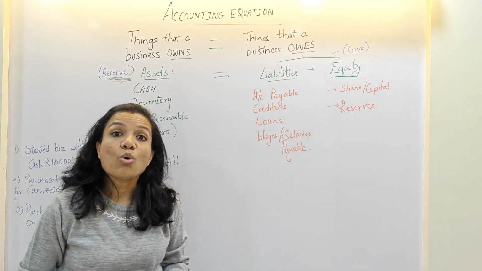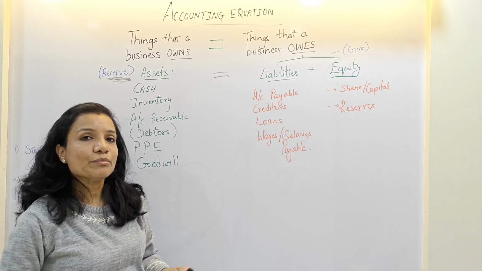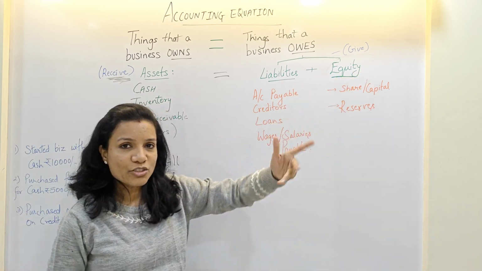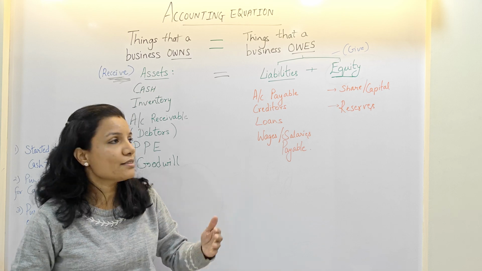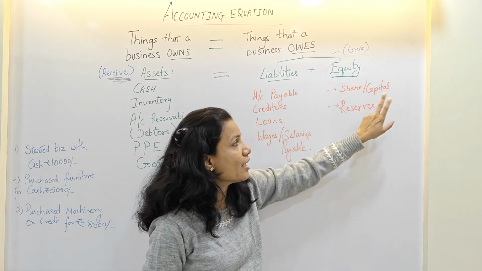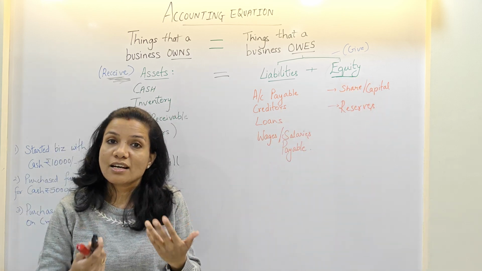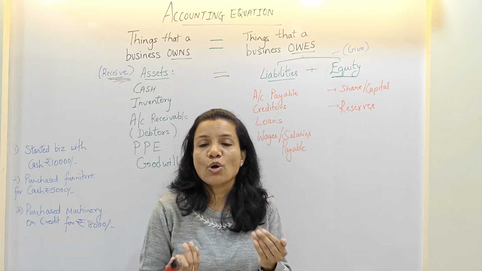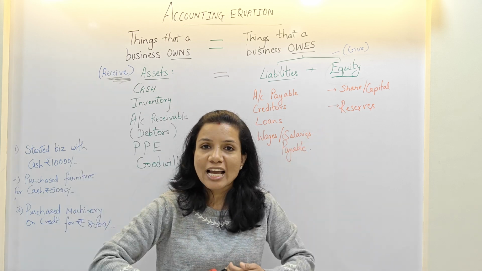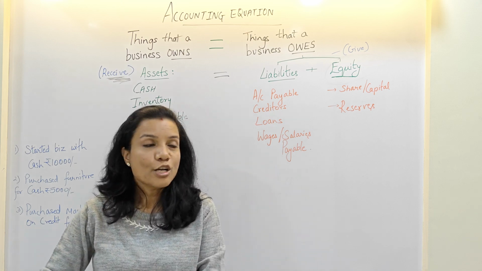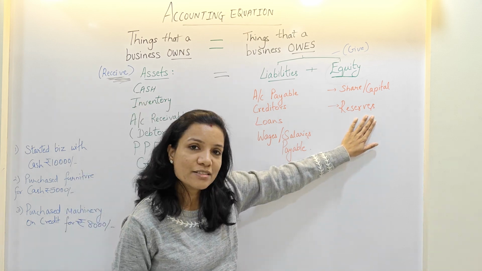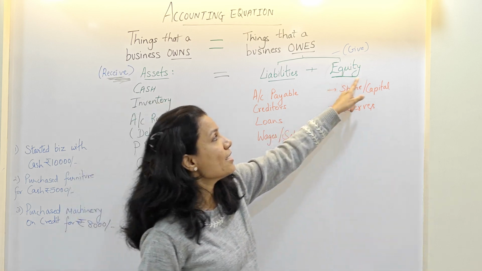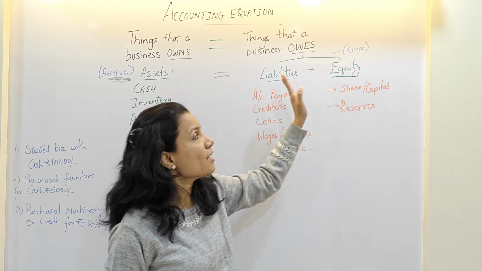Things that a business owes. This part is represented by two things, liabilities and equity. Equity, as I just explained, represents the owners of the business, share capital or the money with which I started the business. And if the business makes any profit, it belongs to me as the owner of the business because I took the risk and invested in the business. So the profit which is kept aside as reserves also belongs to me and I am represented in the business as equity.